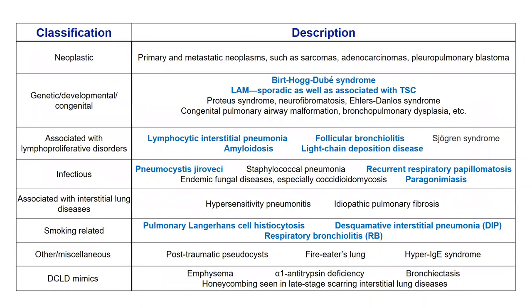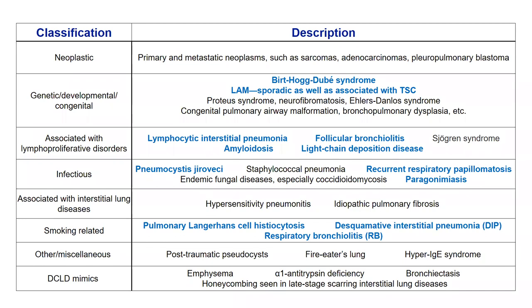This table is a bit busy, but when you're looking at images and generating your differentials, it's important to have some large groups in your mind that you can then fill in. So neoplastic, primary as well as metastatic. You need to consider genetic or developmental disorders; the most common would be Birt-Hogg-Dubé as well as LAM. Those associated with lymphoproliferative disorders, you're going to think about LIP, lymphocytic interstitial pneumonia, and follicular bronchiolitis, which exist on a spectrum. We'll discuss that a little later.